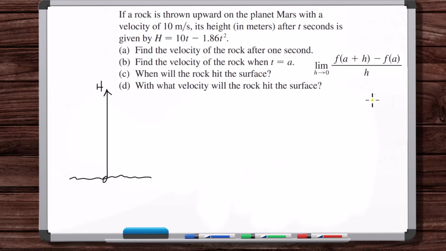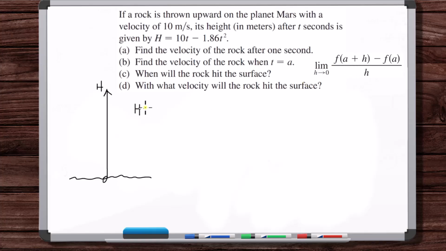The function evaluated at a plus h. So a is equal to 1. And in part B, they're actually asking us for the velocity when t is equal to a in general. So let's just go ahead and do this from the start, in general, leaving a as a variable. So, what is h of a plus h?